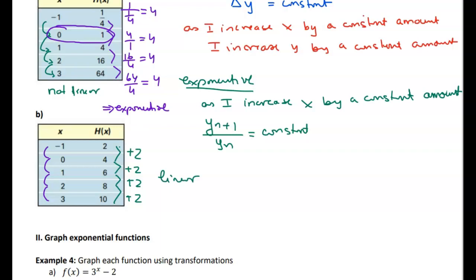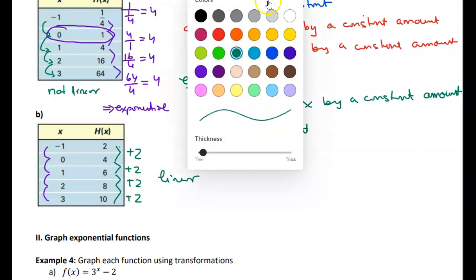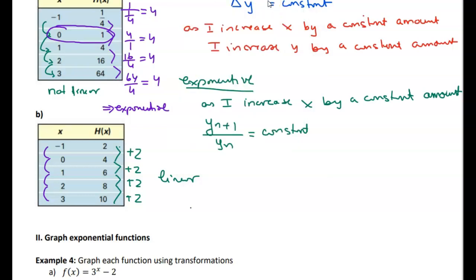You can check, some functions are both linear and exponential, but not this one. If you check the ratios here, 4 divided by 2, I get 2. But 6 divided by 4 equals 1.5. So the ratios are not constant. So it's not exponential.